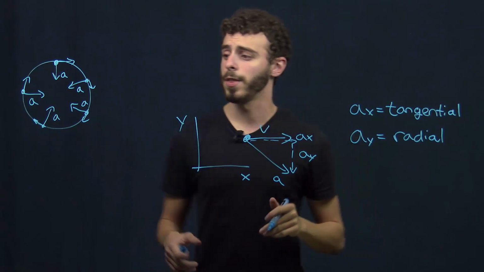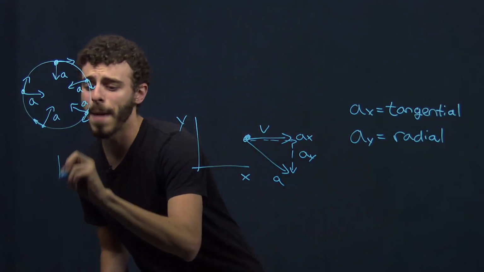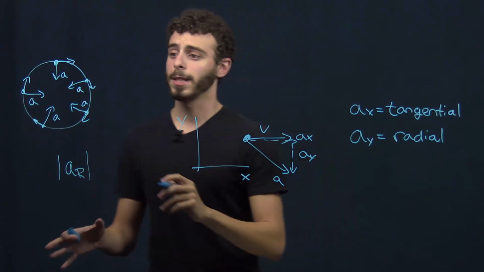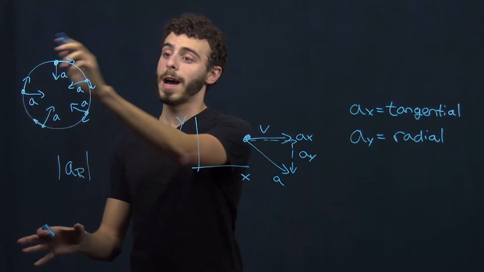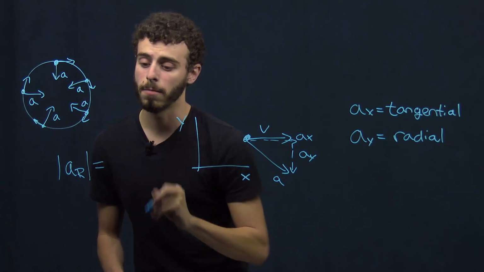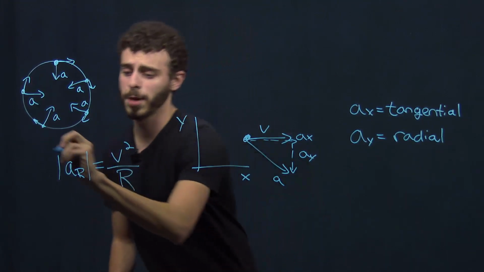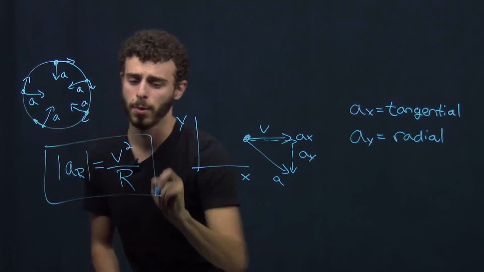And so then this is another thing that you should have learned from class, but the magnitude of this a_r, which stands for a radial, the magnitude that we need in order to keep it going around in this special circular uniform motion is equal to v squared over r. And I'm going to box this because this is very important.